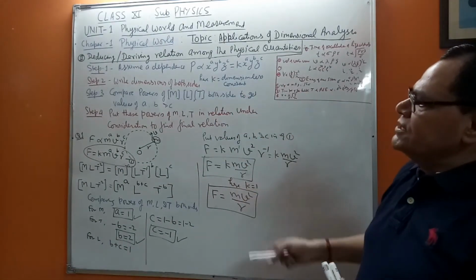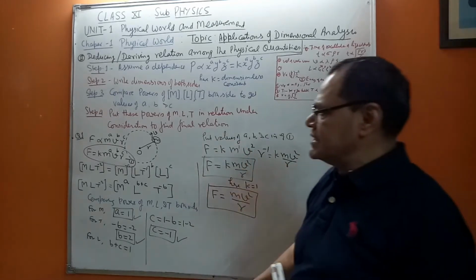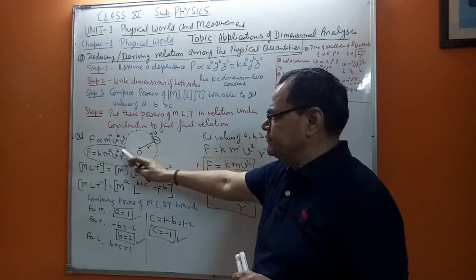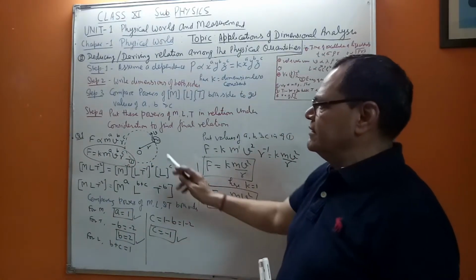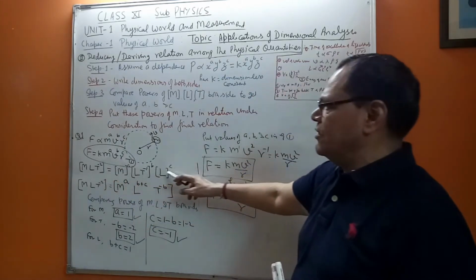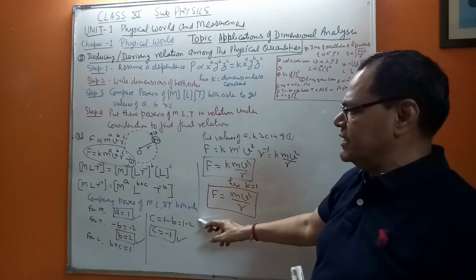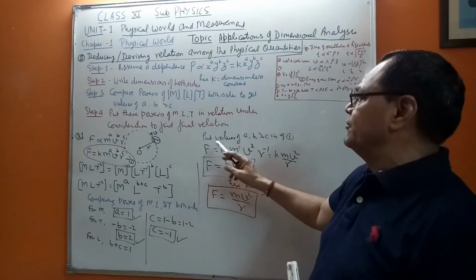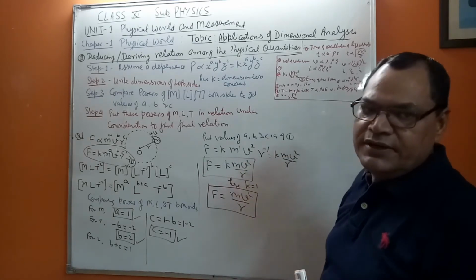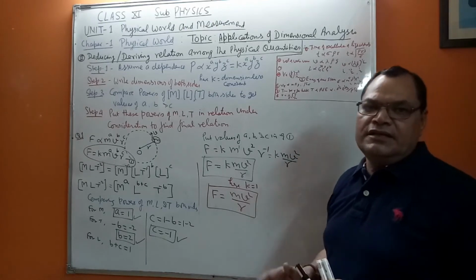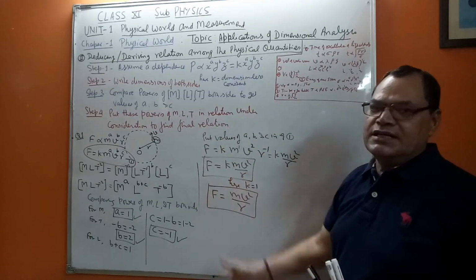Is it clear? I will repeat once again before taking other questions. There were basically 4 steps. First of all, we assume the relation and write it with some constant of proportionality, which is dimensionless. Then second, we write the dimensions of both sides. Thirdly, we compare the powers of M, L, T on both sides to get a, b, c. And fourthly, we put the powers a, b, c in the assumed relation. And finally, we get the final answer. Is it clear? I am sure you may be understanding all this.